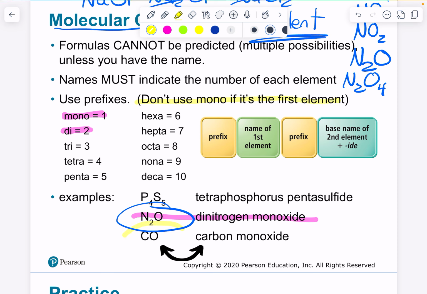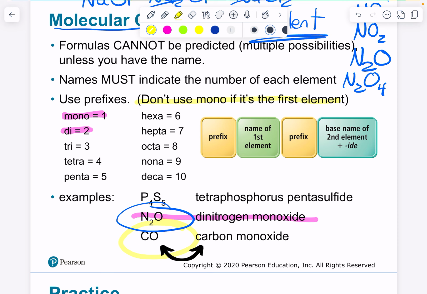So the perfect example of this is carbon monoxide. There's only one of each, but you know from experience, like in life, we say carbon monoxide. We don't say monocarbon monoxide. Okay, so that's a good reminder to you that we don't use mono on the first element if it's only one.